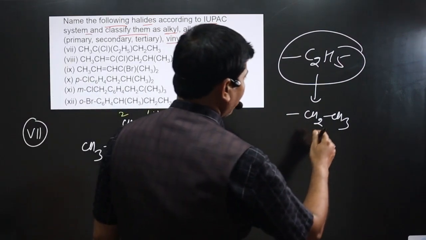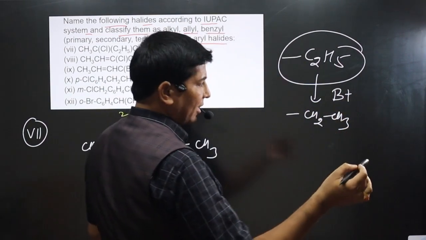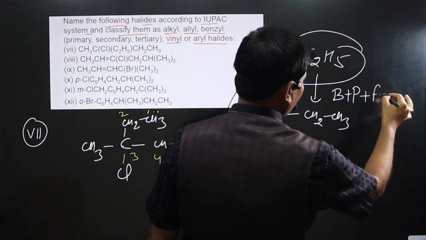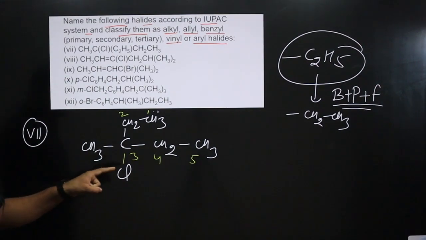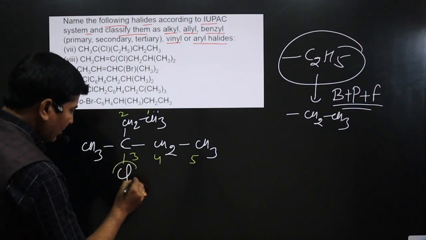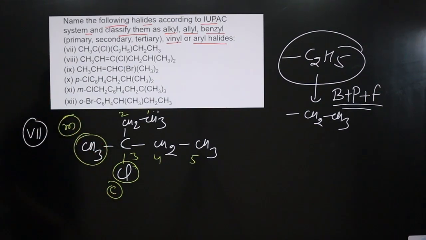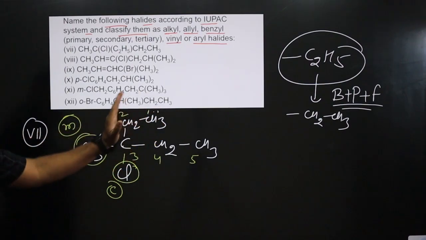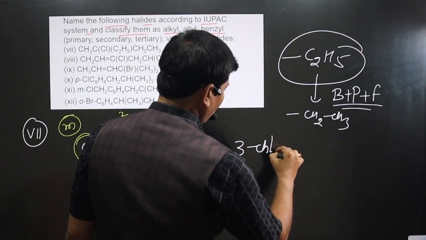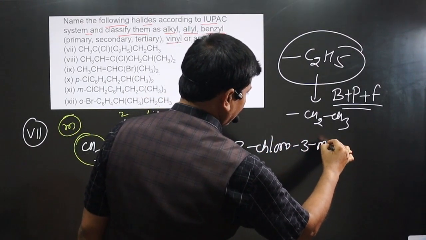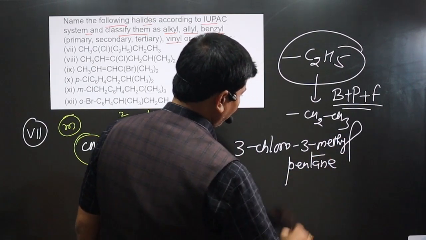So how do we do the naming for the compound? First we have to write the branching in alphabetical order, then the parent chain, and then the functional group suffix. Branching: you can see Cl is starting from C, it is chloro, and the methyl group is starting from M. Alphabetically we can write 3 chloro 3 methyl, and the parent chain is pentane. So 3 chloro 3 methyl pentane.